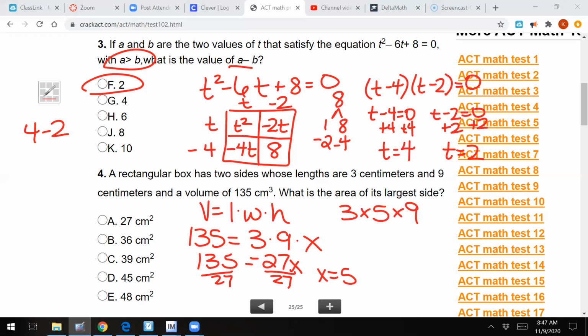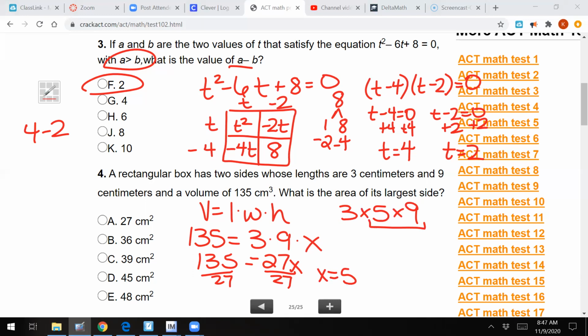Now, it wants to know what's the area of the largest side. So the dimensions of the largest side are going to be 5 by 9. Okay, that's going to be the largest. 5 is greater than 3. So 5 by 9 is going to be the largest side.